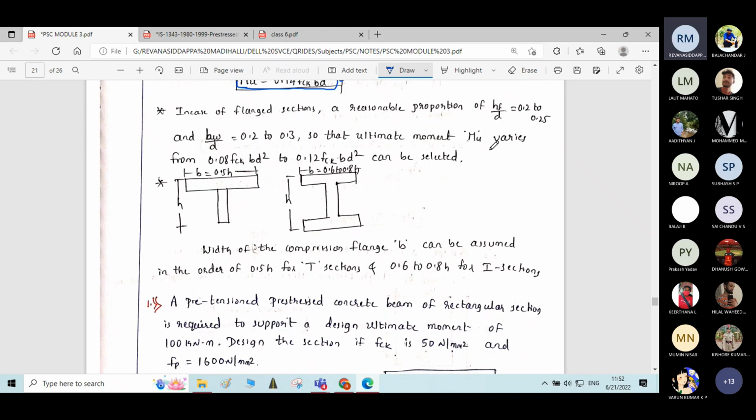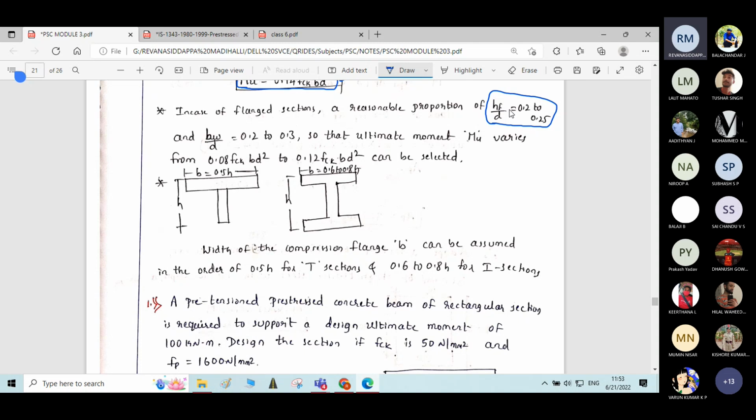Then coming to the design of flanged sections, it may be the T section or the I section. We have to decide depth of flange and width of web. There are some guidelines for choosing these. Here we have a range for selecting height of flange. The height of flange is selected based on the effective depth: Hf by d is equal to 0.2 to 0.25, which is nothing but 20 to 25% of effective depth we have to select as depth of flange or height of flange.